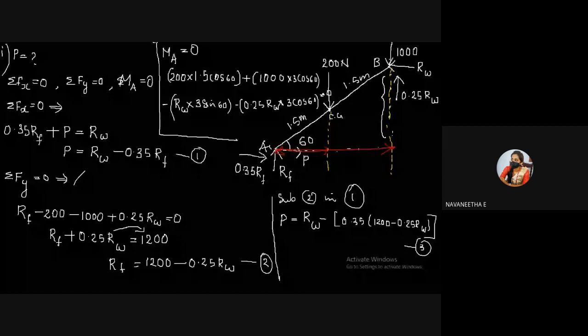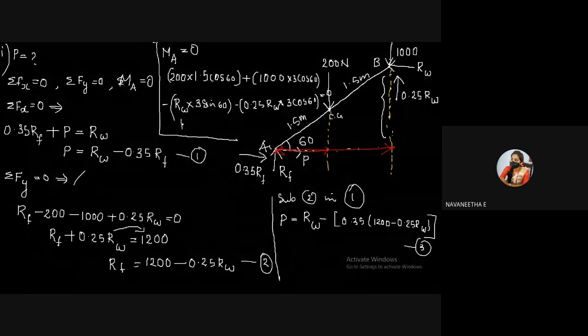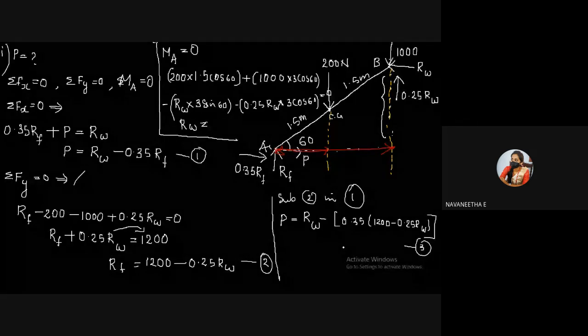So you can write like this, equal to 0. Then solve this equation. From this equation, there is only one unknown, that is RW. You can find the value of RW from this equation, and once you have the value, you can put it in the third equation and hence find out the value of P. So first of all, you have to find out RW.